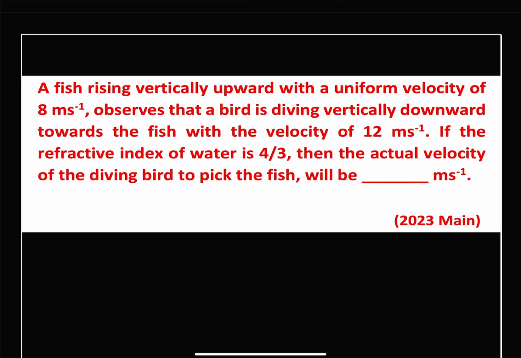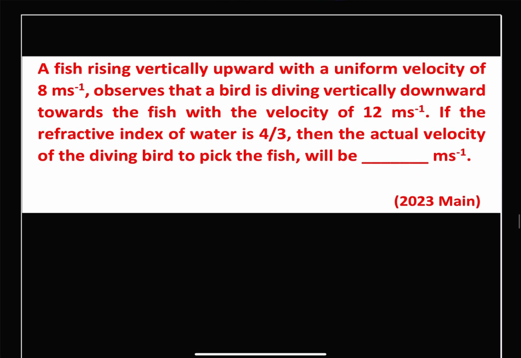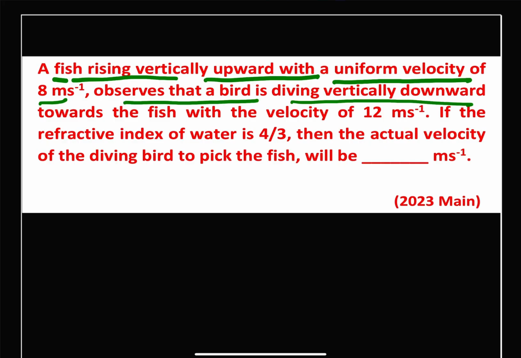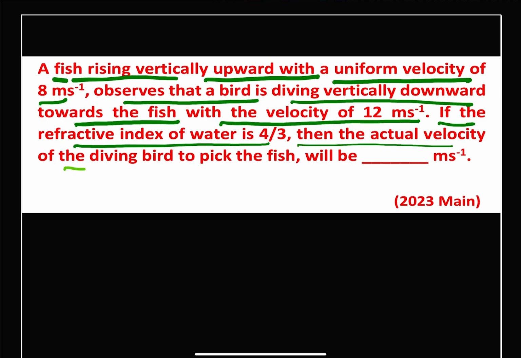and it states that a fish rising vertically upward with a uniform velocity of 8 meters per second observes that a bird is diving vertically downward towards the fish with a velocity of 12 meters per second. If the refractive index of water is 4/3, then the actual velocity of the diving bird to pick the fish will be. So here we have a fish as well as bird, and the fish is inside the water, so because of the water it will be related to your apparent depth.